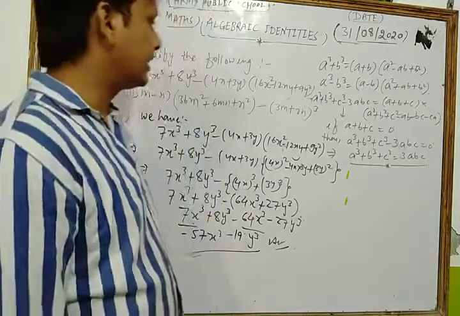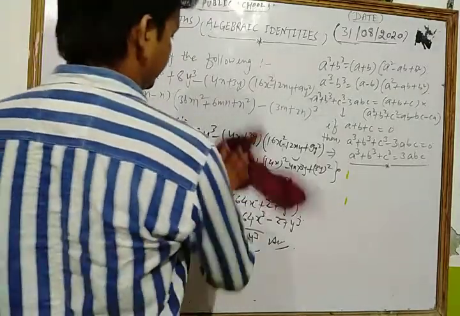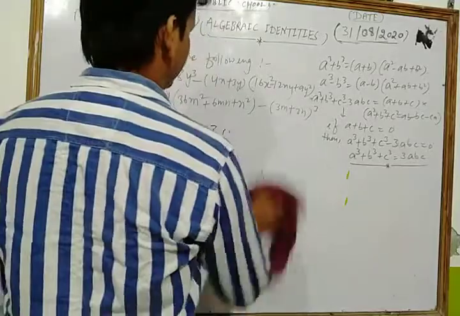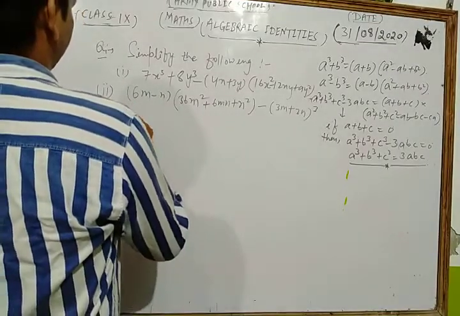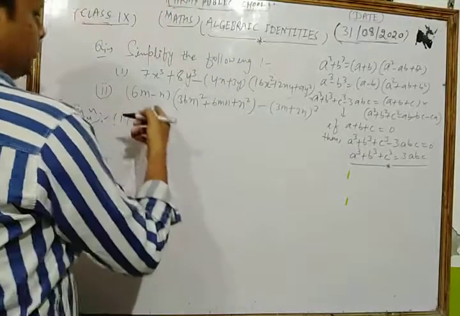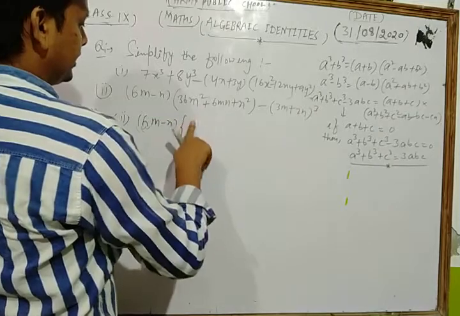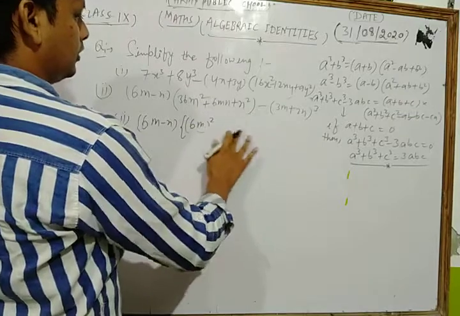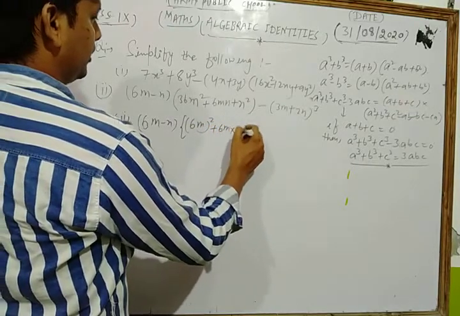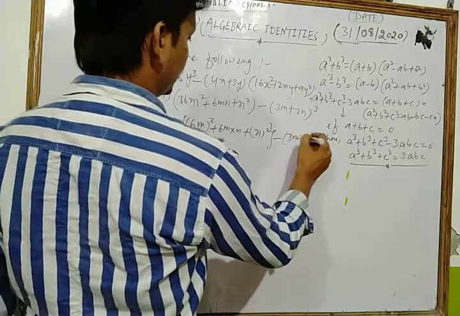Now we take and solve the second part of this question. Let's see. Look, we can write this algebraic expression as (6m minus n), and in another bracket we write 6m square plus 6m into n plus n square as it is, and minus (3m plus 2n) whole cube.